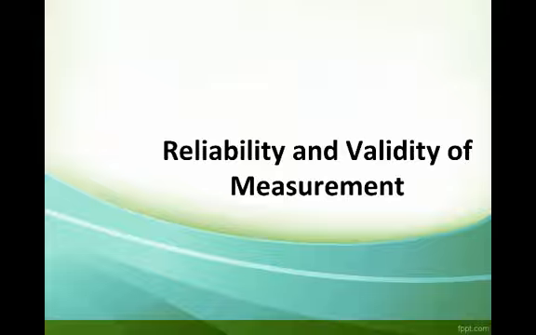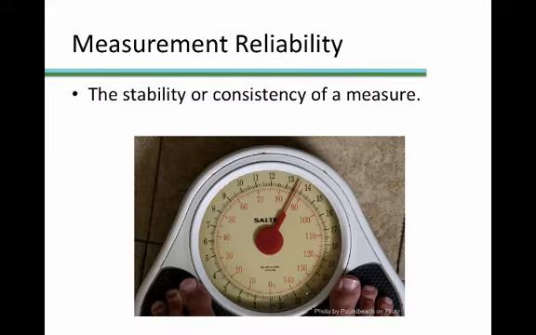In this lesson, we are going to talk about the issues of reliability and validity in the measurements we use in our studies. Let's start with measurement reliability. Reliability has to do with the stability or consistency of a measure. Reliability in measurement means that it is repeatable. In other words, if we are to reuse a particular measure, participants should produce similar scores each time.